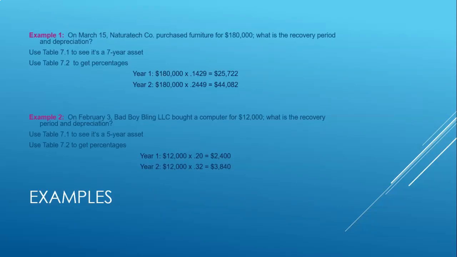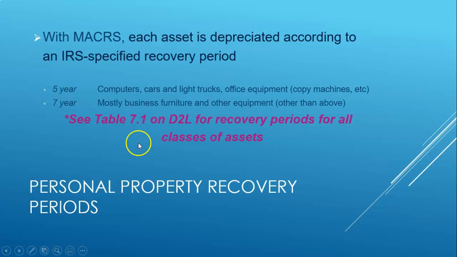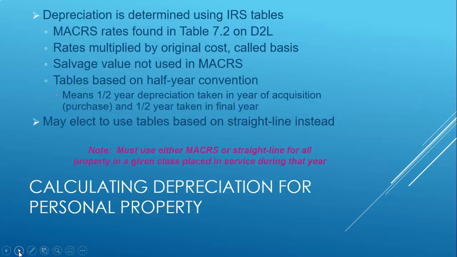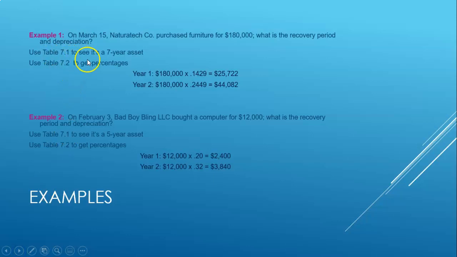Okay, here's an example. On March 1st, Nature Attack Company purchased furniture for $180,000. What is the recovery period and depreciation? The recovery period is another way of saying useful life. So the recovery period for the furniture is going to be a 7-year period. We got that off of table 7.1, to see that it's a 7-year asset, and then we use table 7.2 to get the percentages.